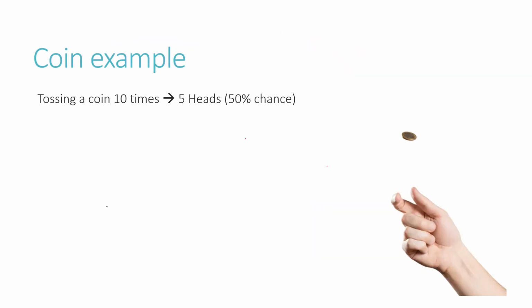Suppose you toss a coin 10 times. Since each toss has a 50% chance of landing heads, you'd naturally expect to get about 5 heads. But what if we repeat this coin tossing experiment multiple times? Would we always get exactly 5 heads? Let's find out.